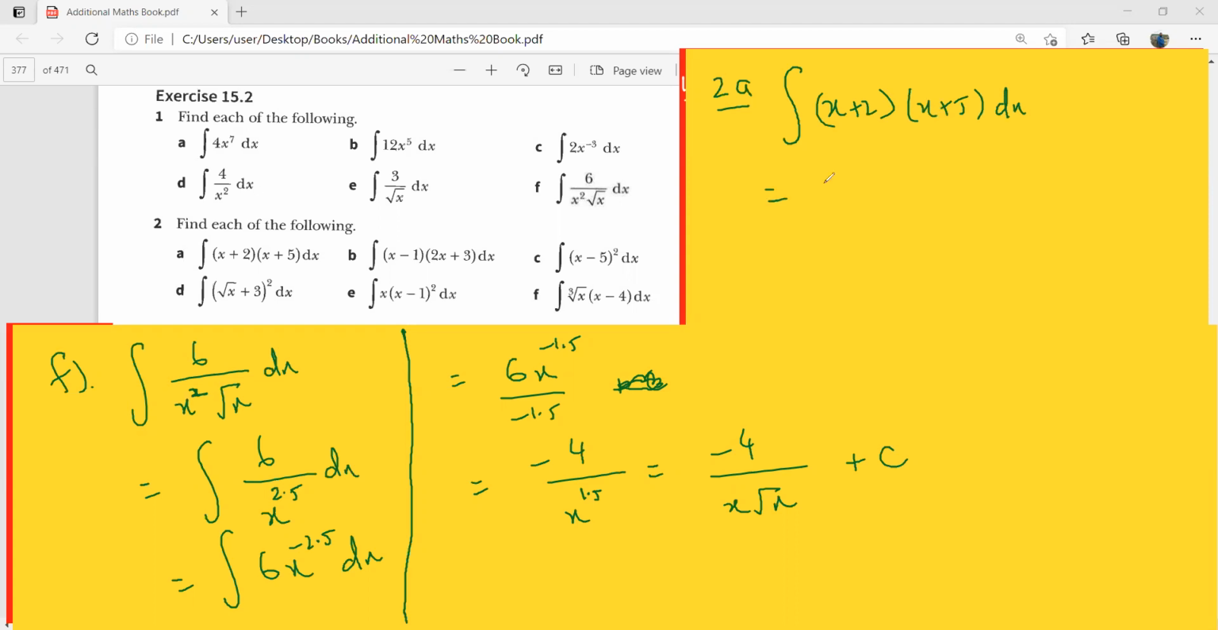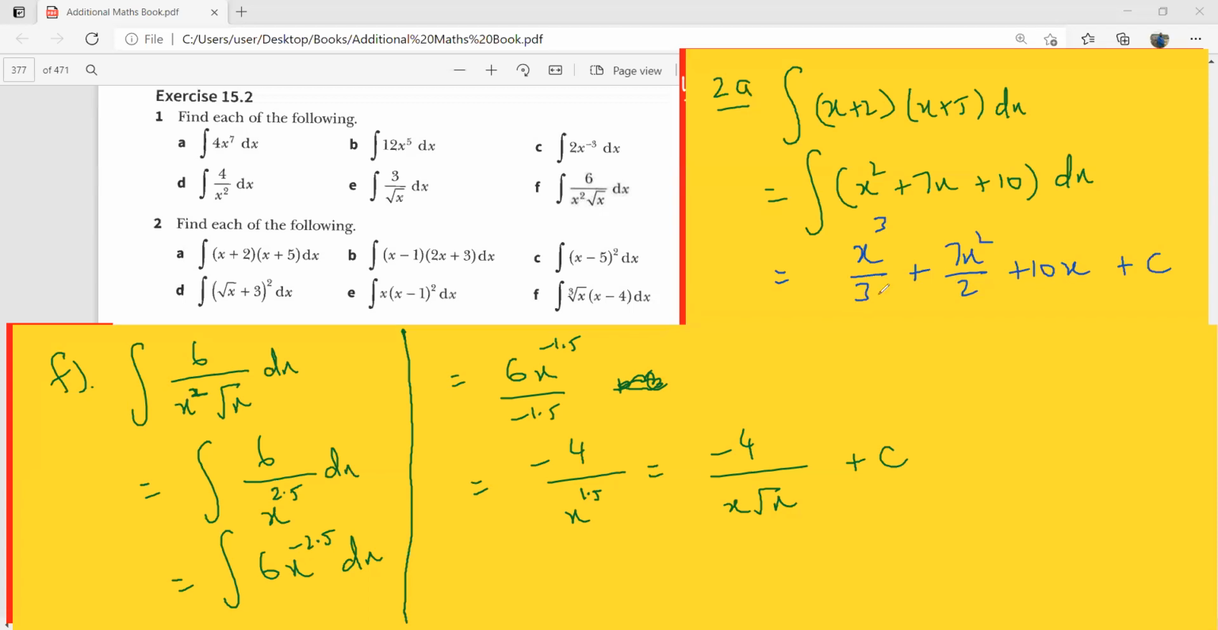Okay, so when I expand this, I'll keep on writing all of these symbols with this. This is x squared plus 7x plus 10. And now I can integrate it. So this is going to be x cube over 3 plus 7x square over 2 plus 10x plus c. Since there's no more simplification required, now I can write plus c with this.